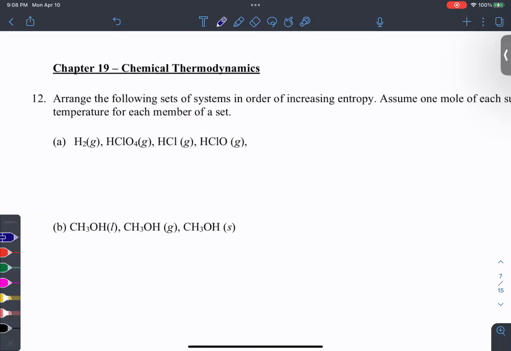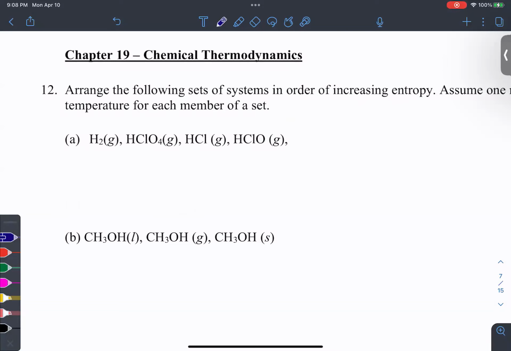So if we wanted to order these in increasing entropy, typically we look for things like states of matter. So obviously for B, in increasing entropy, it's going to be solid, liquid, gas, because gases have a lot more microstates: the particles can exist in a lot of different places, a lot of different positions, and still have the same energy. While solid, not so much, because the particles are all confined.